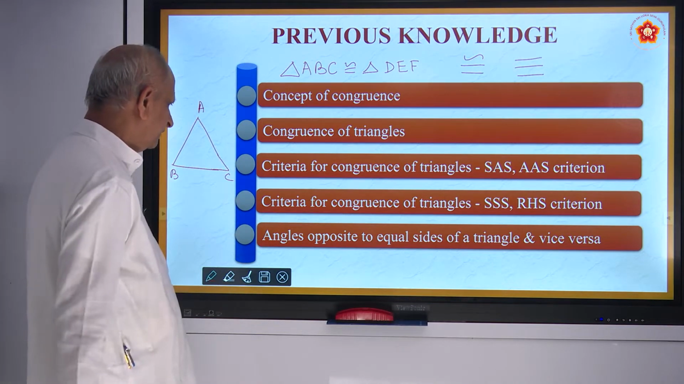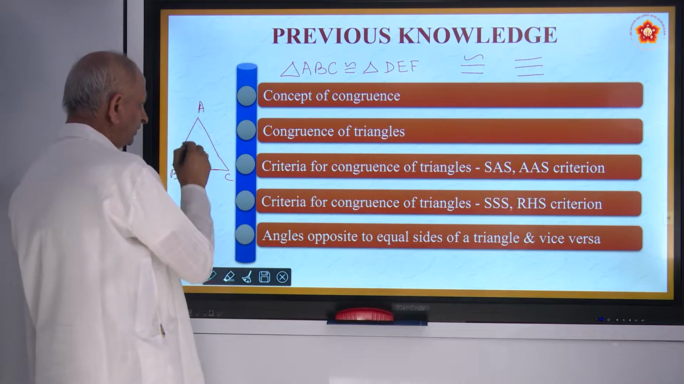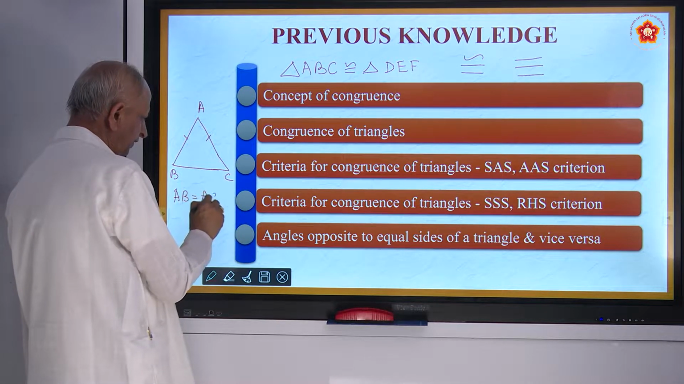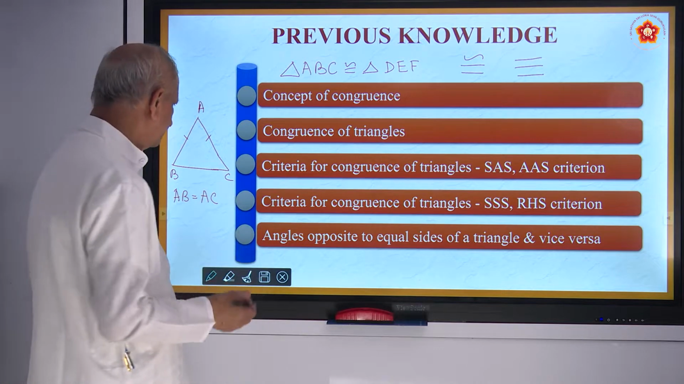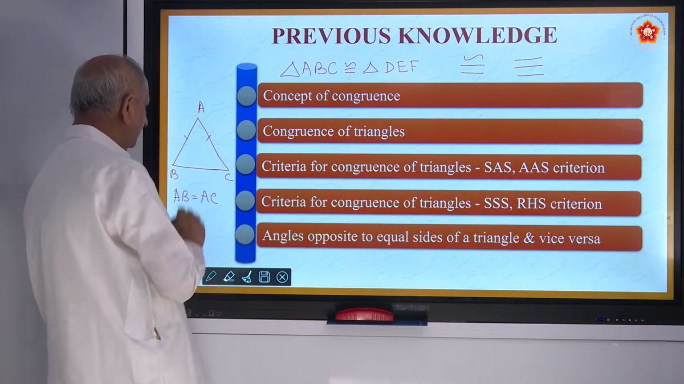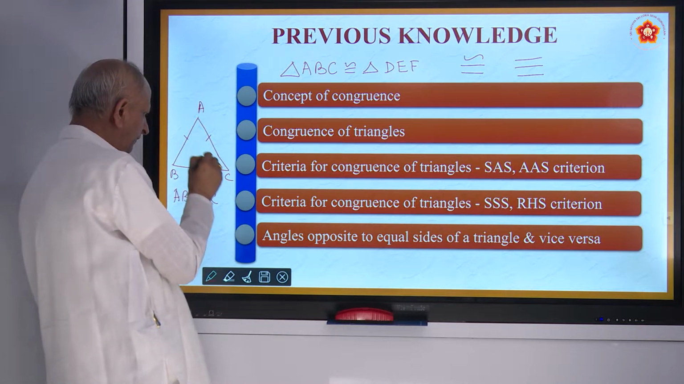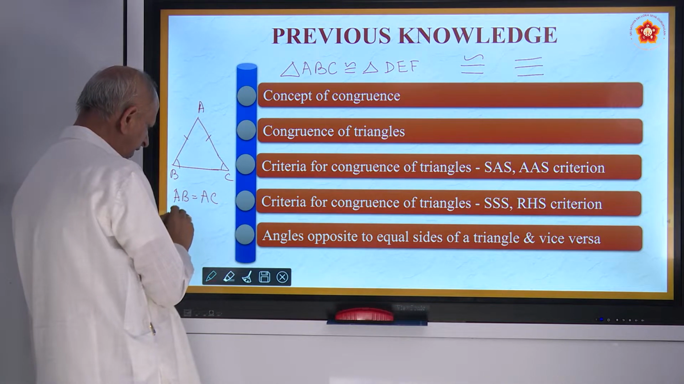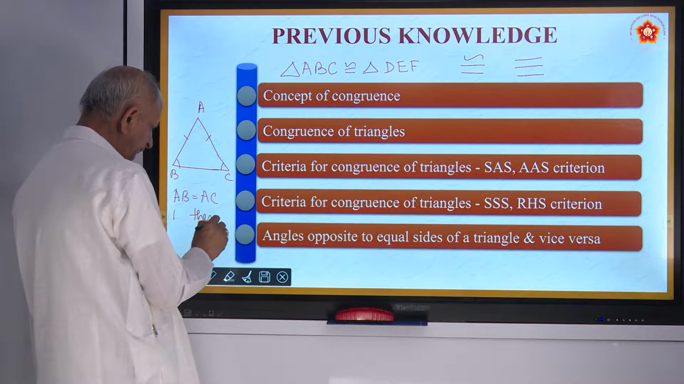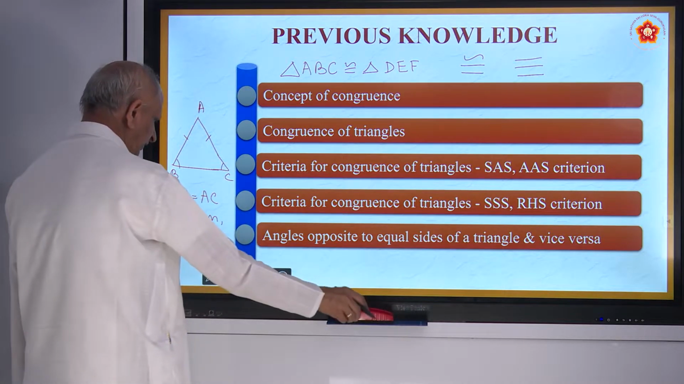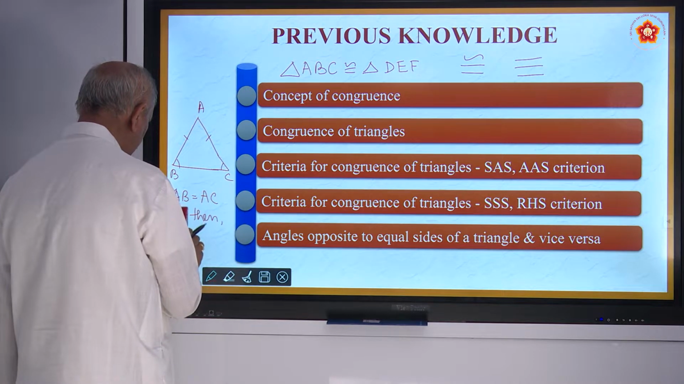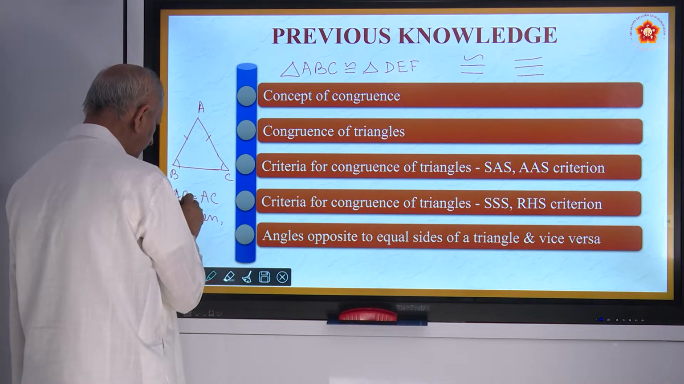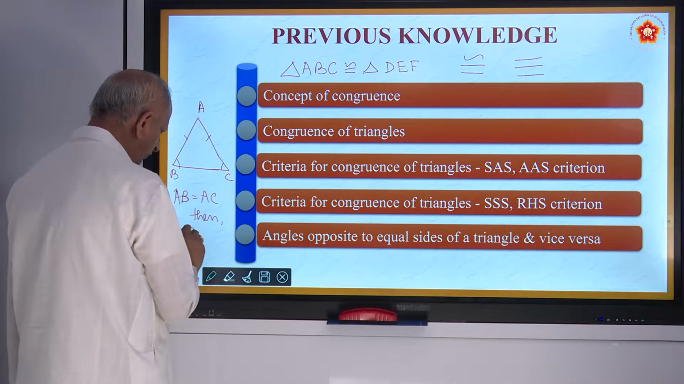So, ABC. Here the theorem says, suppose AB is equal to AC in triangle ABC. The angle opposite to equal sides: these are equal sides. The angle opposite to AB is C, and the angle opposite to AC is B. So if AB is equal to AC, then angle B is equal to angle C.